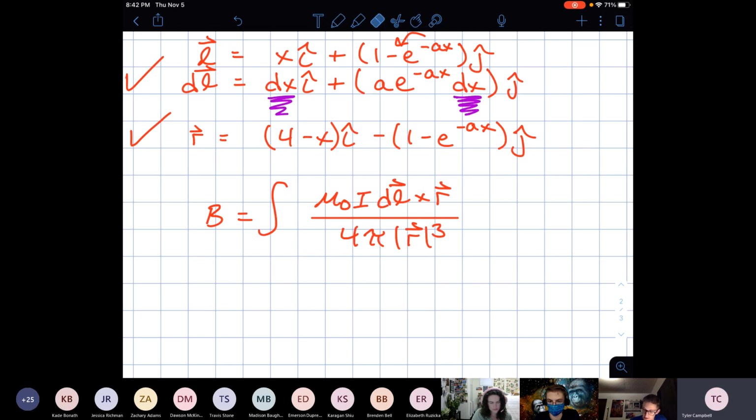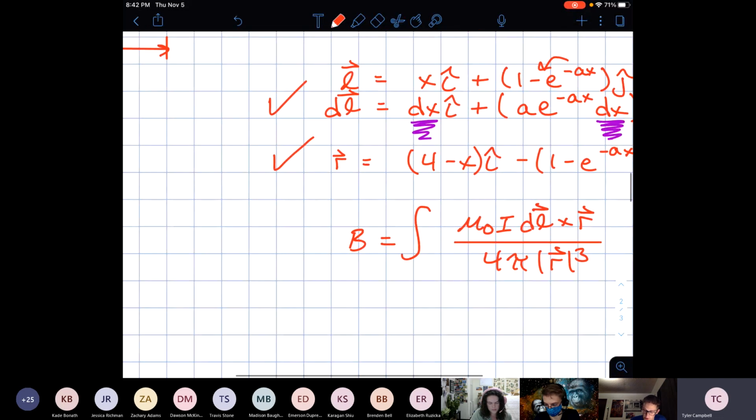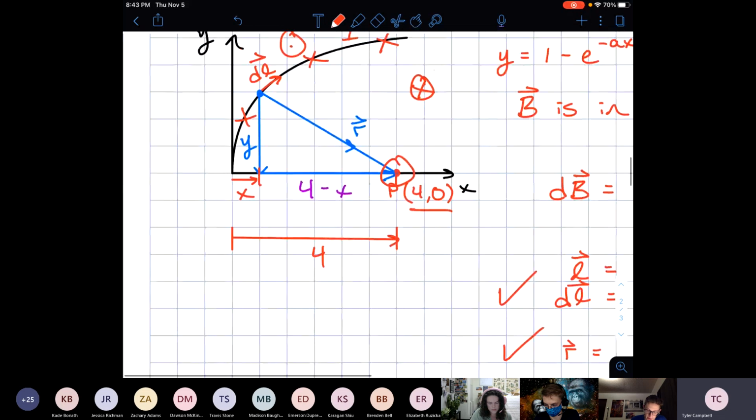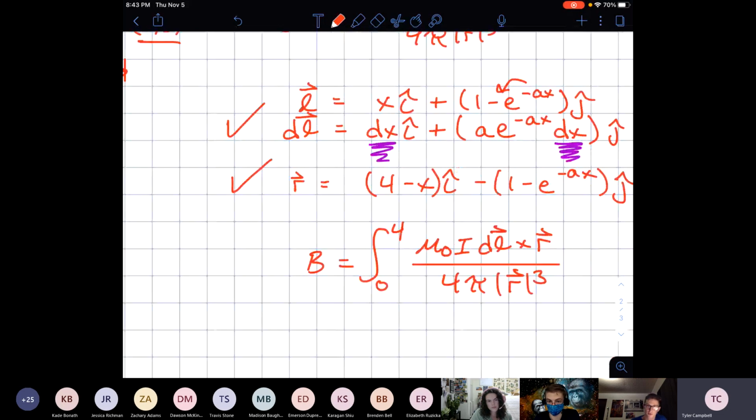So if this integral is with respect to x, then my bounds also have to be with respect to x. The point that I want to find my magnetic field at is at (4, 0). So my bounds will begin at the origin, because that's where my function starts right here, and then I will go to 4 meters in the x direction. And once I take that integral, that will be the B field.